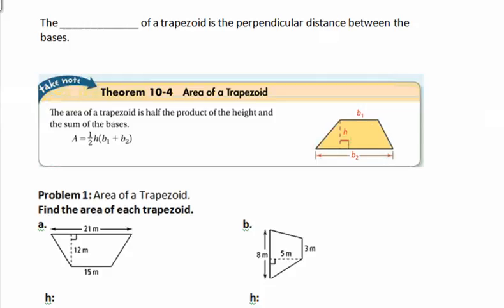Just so you know, the height of a trapezoid is the perpendicular distance between the bases. The bases of a trapezoid are the 2 parallel lines, and the height is what's perpendicular to those. So we have it labeled here. The height would be like that. If it's rotated, you have to rotate it so that you know that's the height. The area of a trapezoid, as seen in Theorem 10.4, is half the product of the height and the sum of the bases. So you add up the bases, multiply that by the height, times 1/2. That's the formula right there.